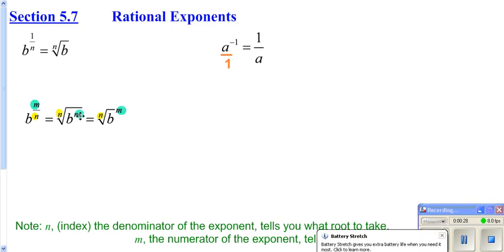Now, whether you raise it to the power before you apply the root or raise it to the power after you do your root does not really make a difference. Remember, with a negative exponent, it really means move it to the other part of the fraction and it becomes a positive exponent.